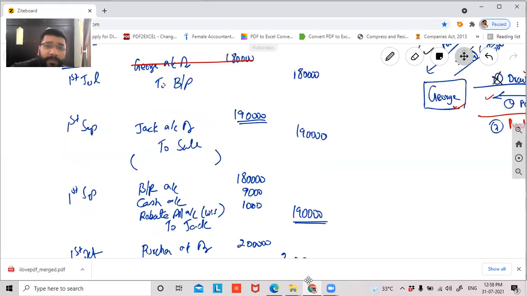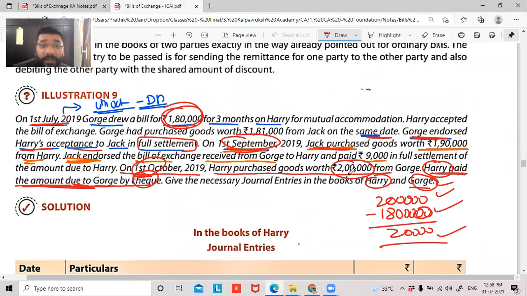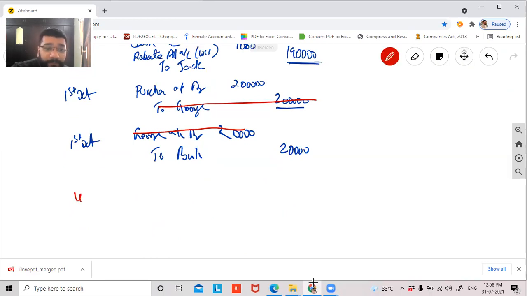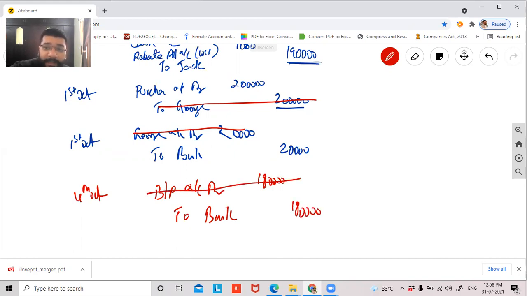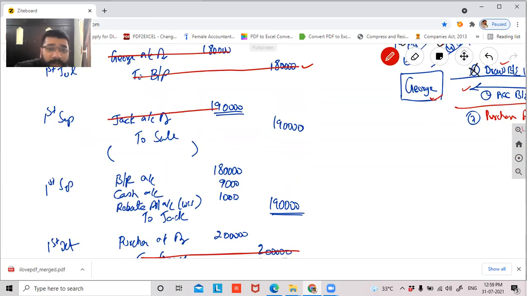Now if I come in the order of the question, guys, bills payable credit. Did we make the payment of bills payable? Not yet. The due date of the bill, guys: Harry is the person who accepted the bill in the initial stage, so he has to make the payment to the bank on 4th of October. So on 4th of October, bills payable account will be debited to bank, 1,80,000 rupees. Now bills payable debit 1,80,000 and bills payable credit 1,80,000 are knocked off. Then, coming down, Jack's account has to be closed. Jack 1,90,000 debit and credit knocked off.